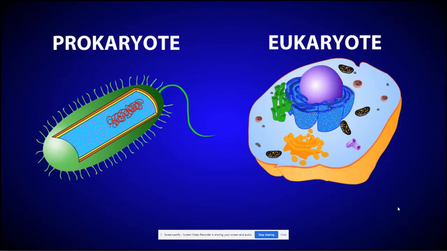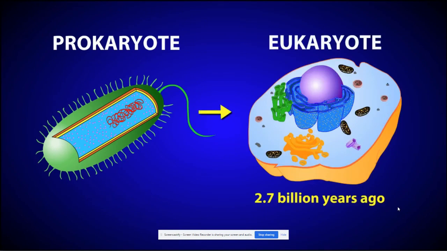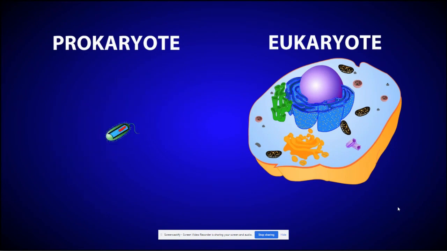On Earth, there are two major types of cells, prokaryotic and eukaryotic. Prokaryotic cells are the simplest and most ancient types of cells. They were the only form of life on Earth for billions of years before eventually giving rise to eukaryotic cells. If you take a look at prokaryotic and eukaryotic cells side by side, you can see a number of differences. To begin with, prokaryotic cells are a lot smaller than eukaryotic cells and have a simpler structure. But bear in mind that this simple structure is actually a good thing for prokaryotes because it allows them to reproduce very quickly and very effectively.